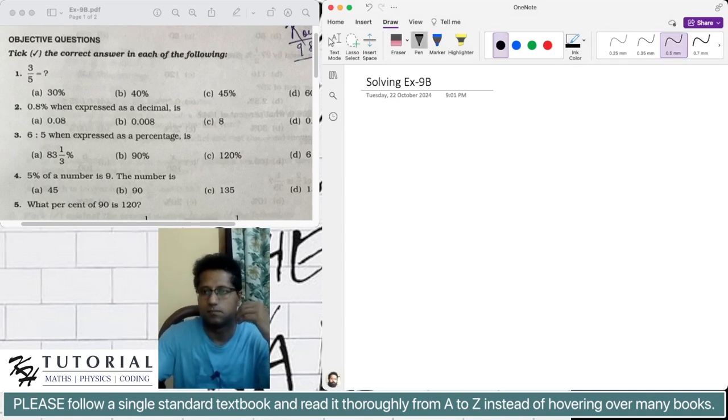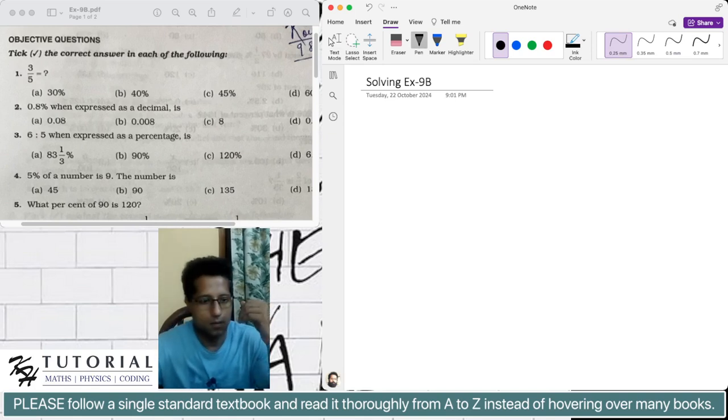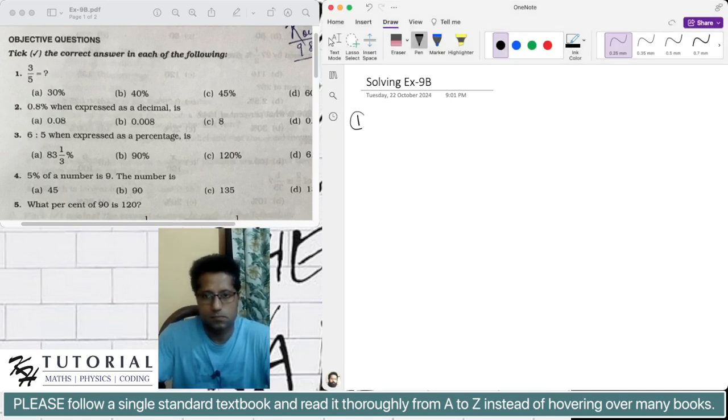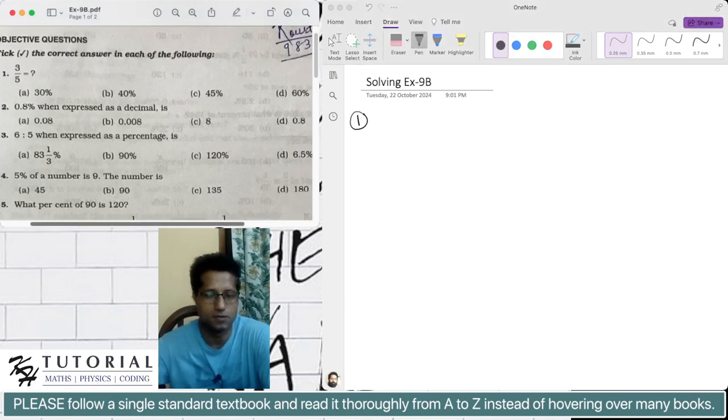Problem number 1. Let me quickly set up my canvas. Okay, so problem number 1. Okay, so 3 by 5, it is asking 3 by 5 to convert it as a percentage because all the choices are given as a percentage.